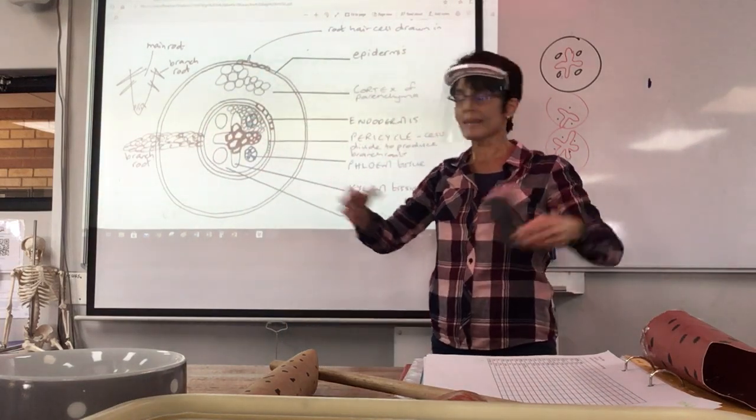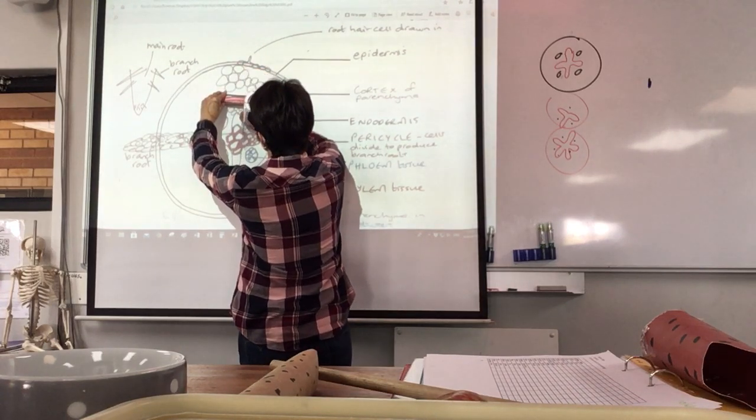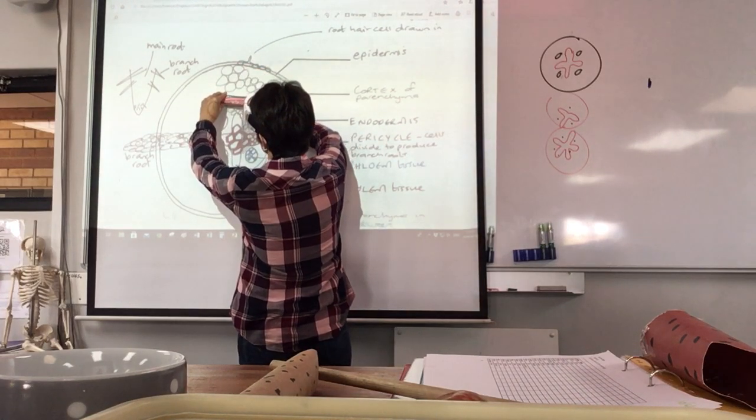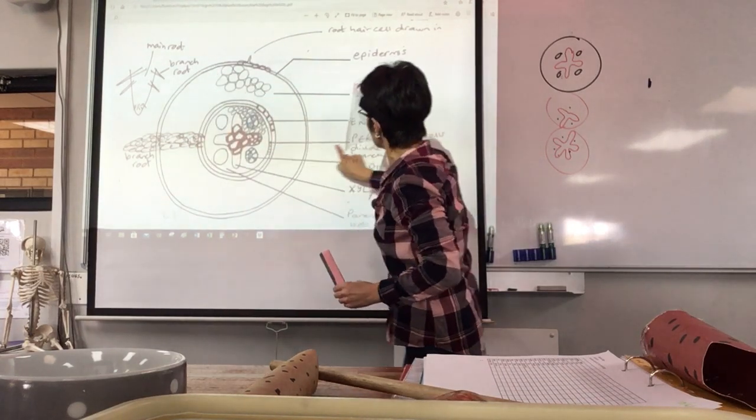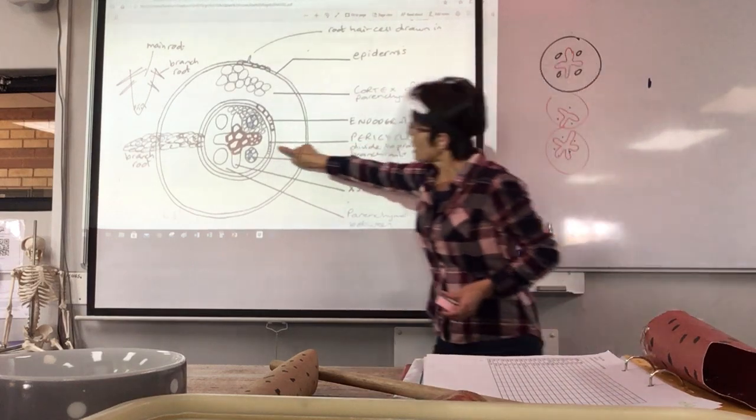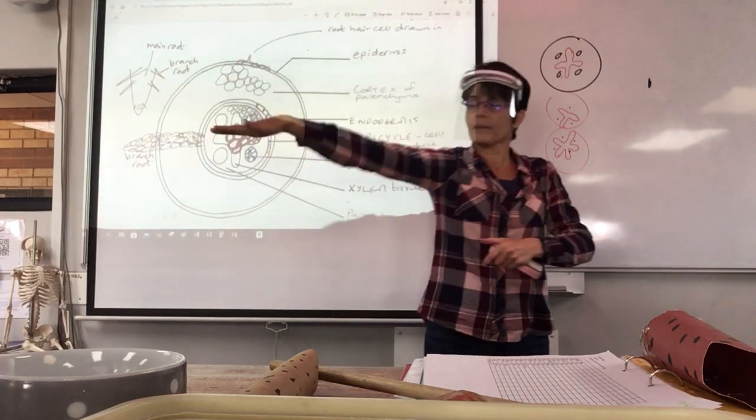Okay, it's almost like a mechanism to make sure that the water goes in here, the salts are secreted here, into that tissue, and then into the xylem and up the root. And below that is the pericycle. Lots of little dividing cells all the way down, they can make branch roots.